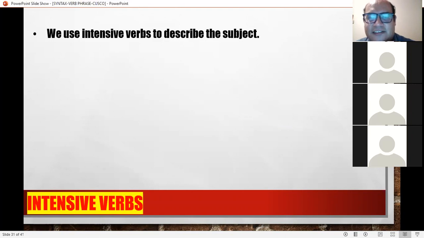They have a complement. We're talking about the verb. Stative verbs, that's it, or linking. Remember, we have action verbs and linking verbs. So these intensive verbs are the linking verbs because we use these verbs to describe the subject. So they are going to have the function of a link, of a connector. Notice here.